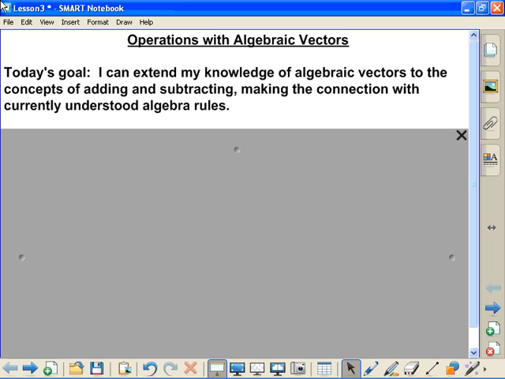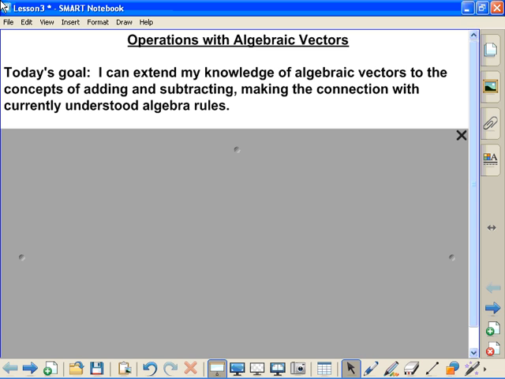All right, lesson 3, operations with algebraic vectors. So what are your goals for today? I can extend my knowledge of algebraic vectors. So that's what we talked about previous lesson: the concepts of adding and subtracting, making the connection with currently understood algebra rules.